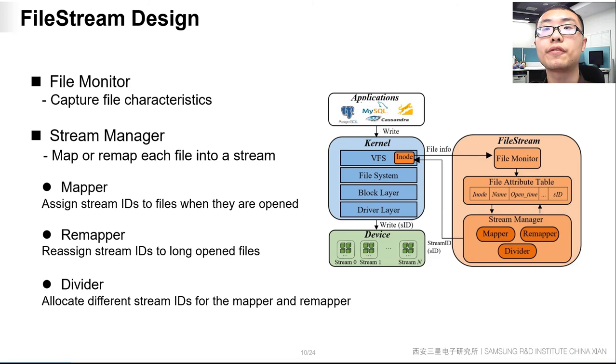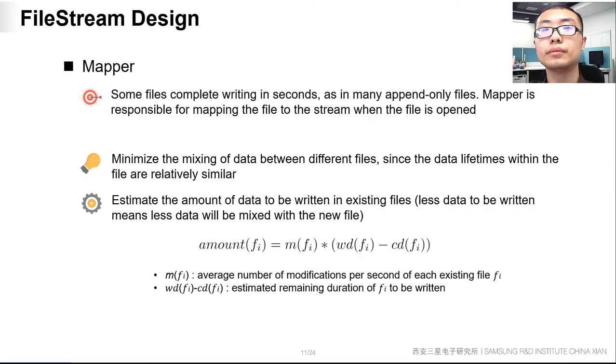The architecture of our FileStream is shown in the figure. File monitor captures file characteristics and stores them in the file attribute table. Stream manager maps or remaps each file into a stream based on these characteristics. Stream manager has three modules. Mapper assigns stream IDs to files when they are opened. Remapper will assign the stream IDs to non-opened files. And divider allocates different stream IDs for the mapper and the remapper. Next, we will introduce these three modules in detail.